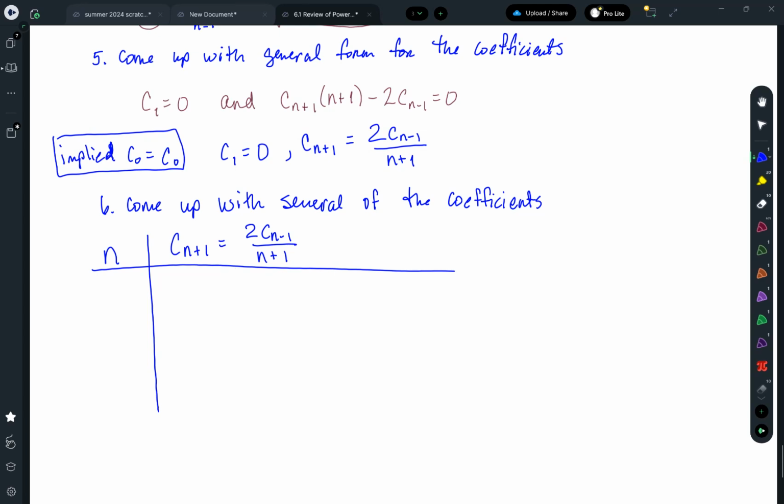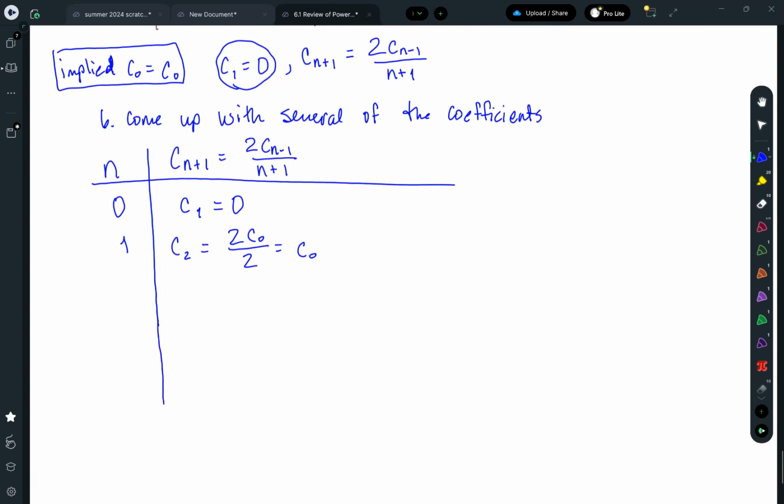If n is 0, then what I get is c sub 0 plus 1, that's c1. And we already know c1 is 0. Okay, so when n is 0, we already know c1 is 0. That's a given. But when n is 1, we get new information. Plugging in 1 for n in the general form, I get c2 is 2c0 over 2, which is just c0. And c0 is just some number. It could be any number, actually. We'll leave it c0.